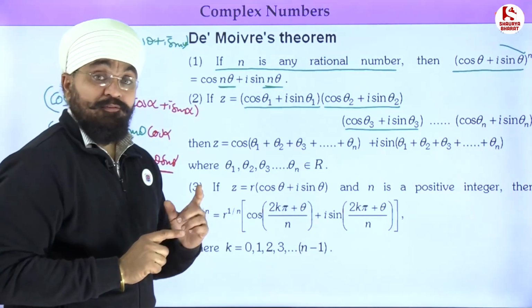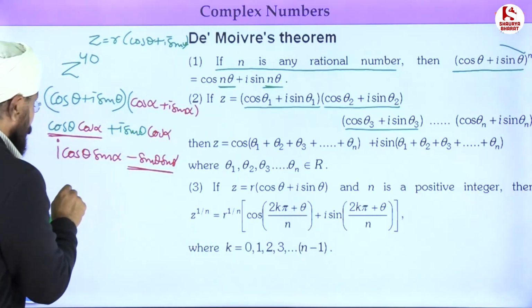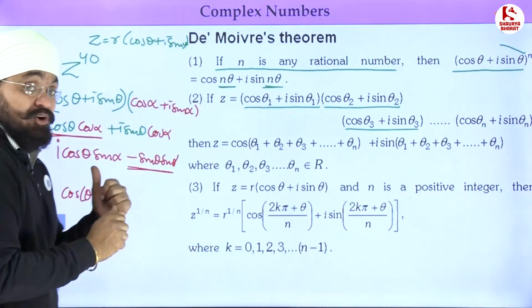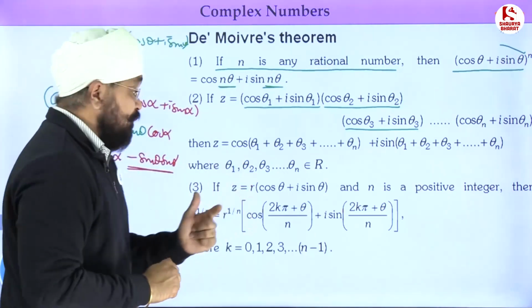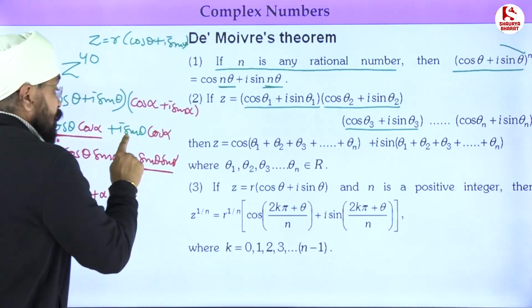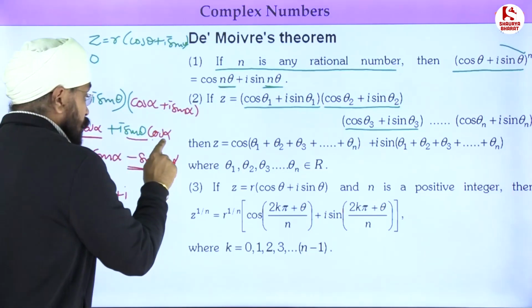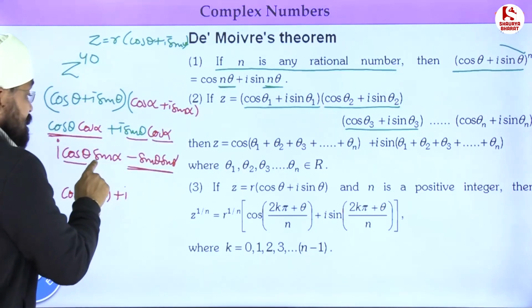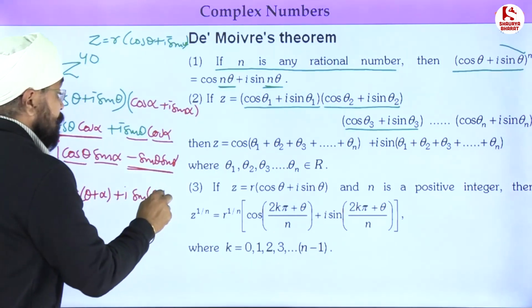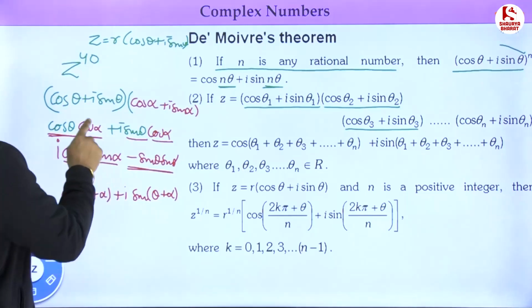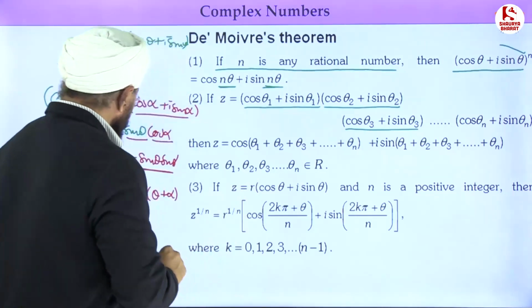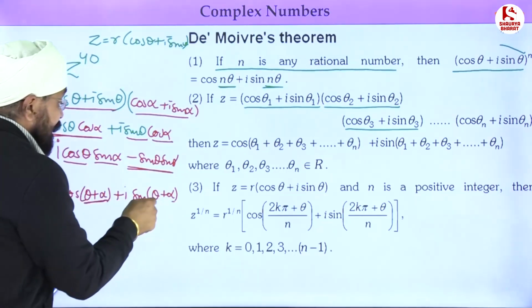So this is the formula of cos A plus B, so this can be written as cos A plus B, meaning cos theta plus alpha. And when we go for the other one, when we take iota common, we have the formula sin A cos B plus cos A sin B. So this is the formula of sin A plus B, meaning sin theta plus alpha. So what you can see is, when two complex numbers are multiplied, the arguments get added.